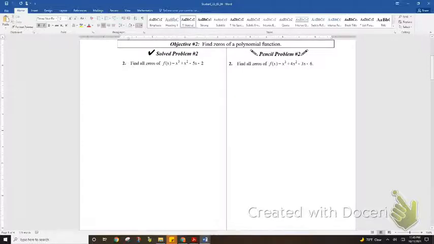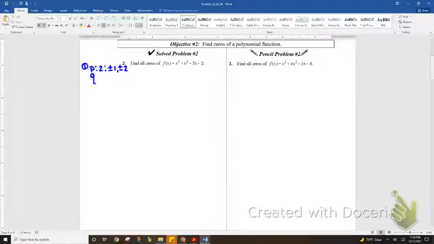Alright, so let's look at number 2. The first thing we're going to do on solved problem number 2 is find our possible rational zeros. To do that, we're going to do our p's and q's. So step 1: p, remember, are the factors of the constant, which in this case is a 2. So factors of 2 are just 1 and 2, plus or minus, of course.